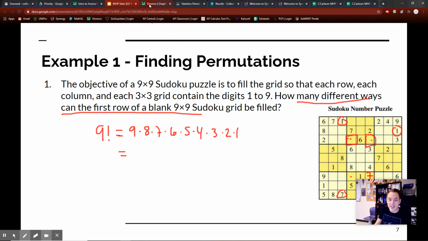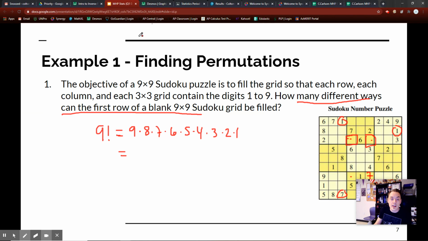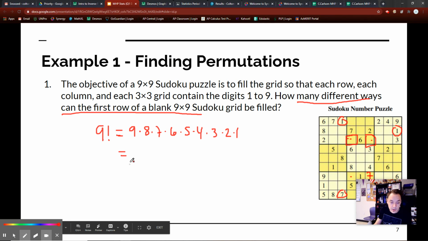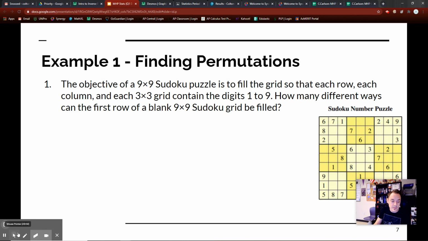Well, if we go to our calculator, Desmos, we can literally type in 9 and then an exclamation point, and it gives us the answer, which is pretty fantastic. And so that's how we can do that. Now we can go over here and type that number in. So it's 362,880 different ways. Okay, so that's how you do permutations and factorials. Let's go through a different example.